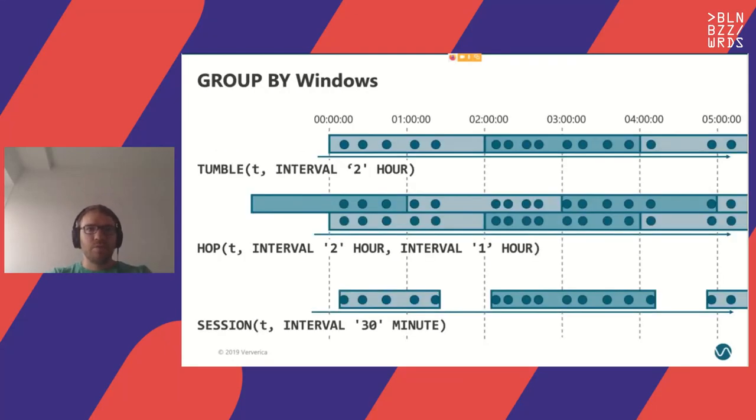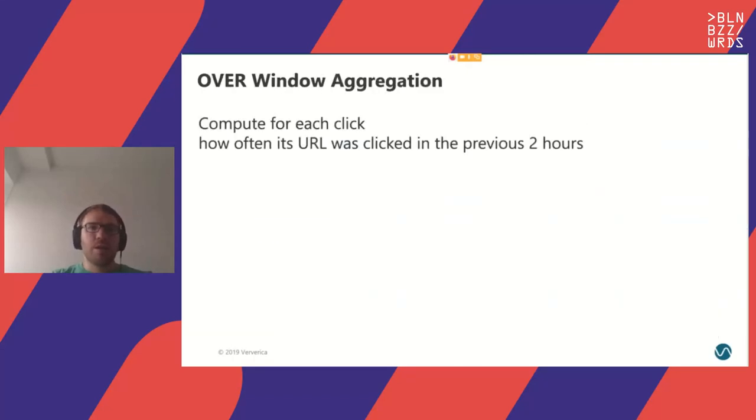So these group by window aggregations are one way how you can group data based on time. The other one is the so-called over window aggregation.